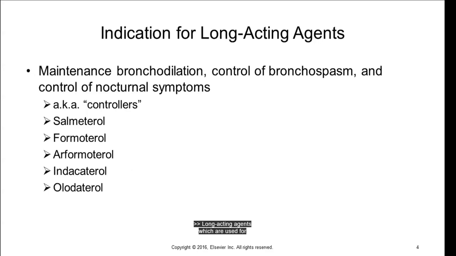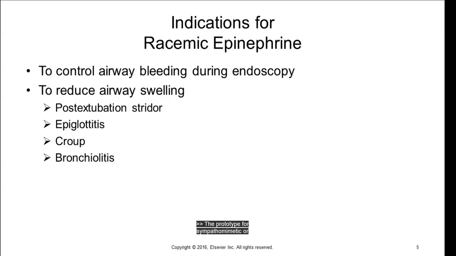Long-acting agents, which are used for both nocturnal control of symptoms and for maintenance bronchodilation, are called controllers. Examples of these include salmeterol or Serevent, formoterol or Foradil, arformoterol or Brovana, indacaterol or Arcapta, and olodaterol or Striverdi Respimat. They are also called LABAs, which stands for long-acting beta agonists, since they work on the beta-2 receptors in the lungs.